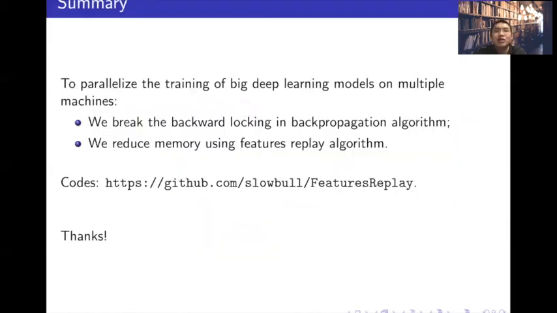In summary, to parallelize the training of a big model on multiple machines, first, we break the backward locking in the BP algorithm. Secondly, we reduce the memory using the feature replay algorithm. The code is available on this website, and thank you very much.